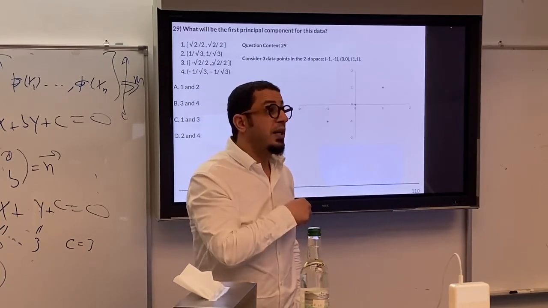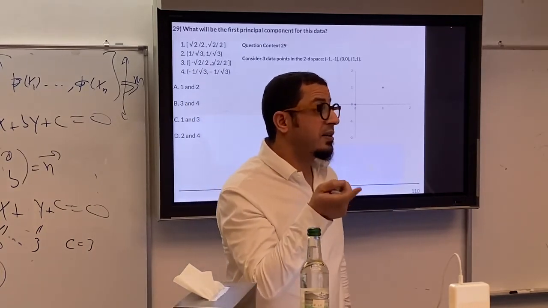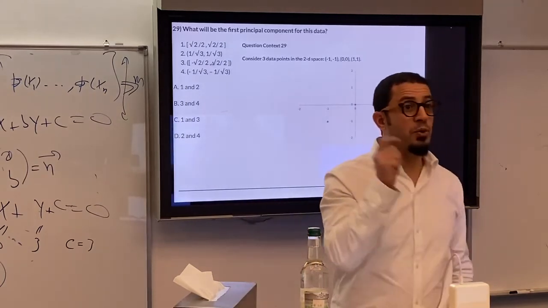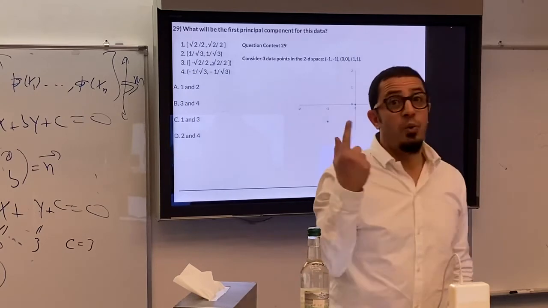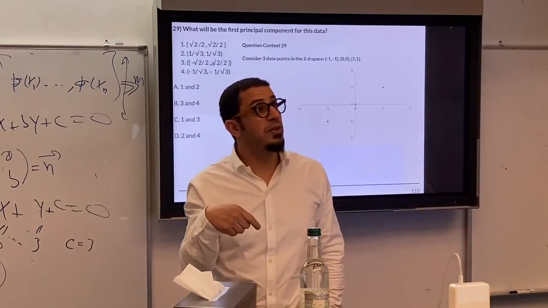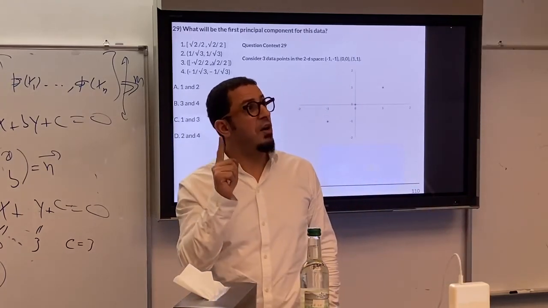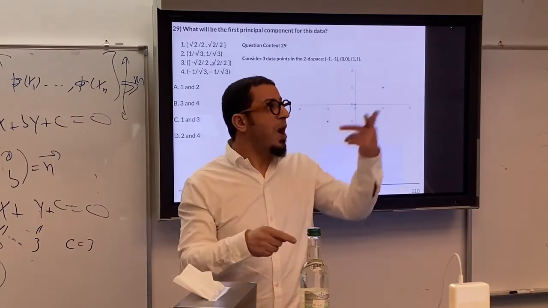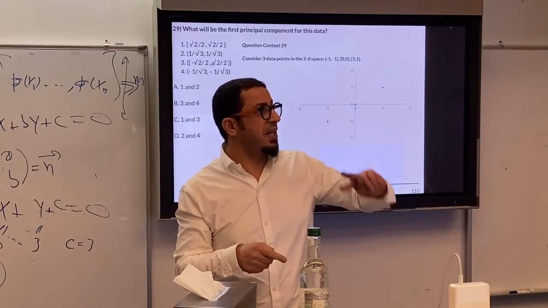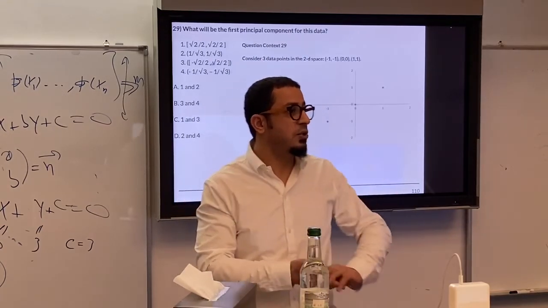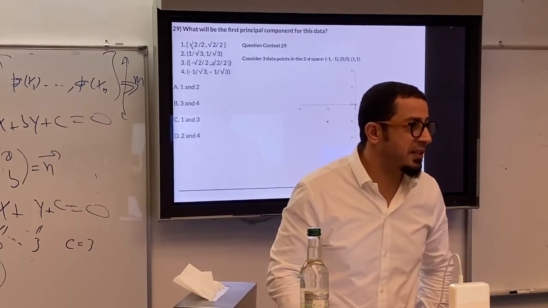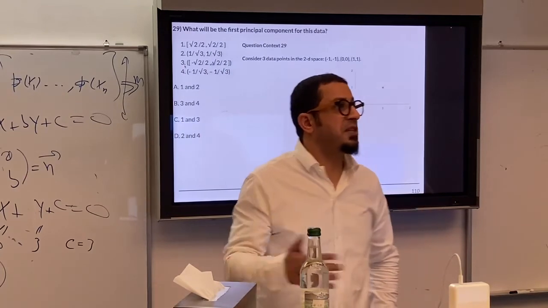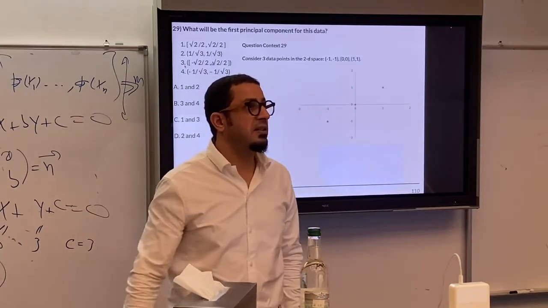But if we say 1, 1, I'll tell you it is not right. It's a unit vector, and 1, 1 is not a unit vector. We need to divide it by the square root of 2. So it will be 1 over square root of 2, which is the same thing as square root of 2 divided by 2. So the answer can be 1 and 3. It doesn't matter if it's plus or minus, right?